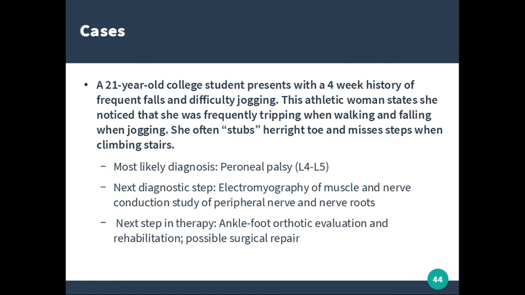In this case, the most likely diagnosis seems to be peroneal nerve palsy and L4, L5. It is easily damaged, the peroneal nerve, because it is present on the outside of the leg, on the lateral surface. The next diagnostic test will be carrying out electromyographic studies of the muscle and nerve conduction to exclude other causes. And we can treat this nerve palsy by giving ankle-foot orthotic evaluation, okay, or surgical repair.